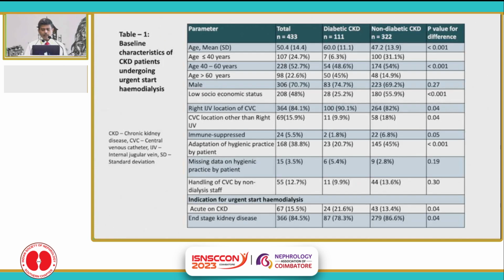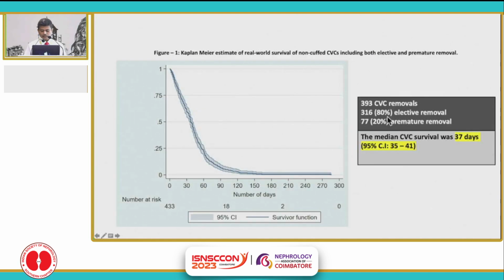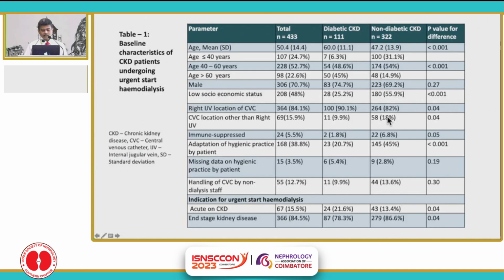So diabetic CKD patients were much older than non-diabetic CKD patients. And non-diabetic CKD patients had more CVCs located outside the right internal jugular vein. And among non-diabetic CKD patients, many of them were immunosuppressed.